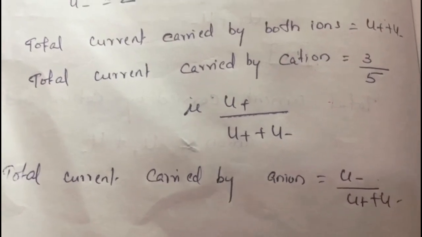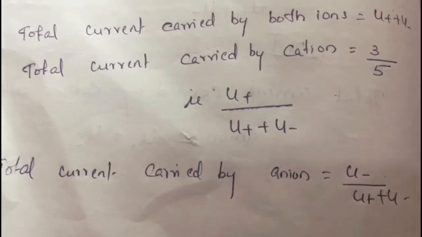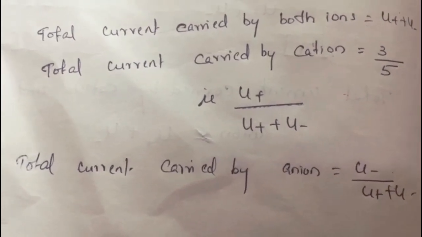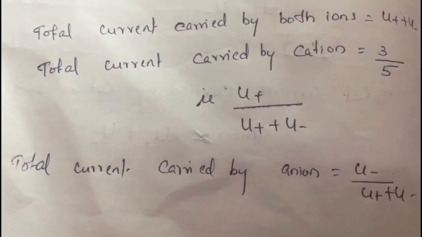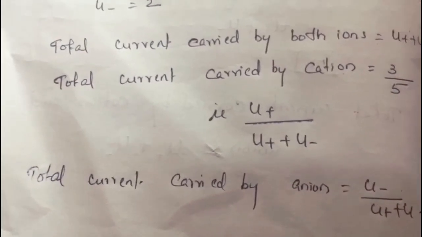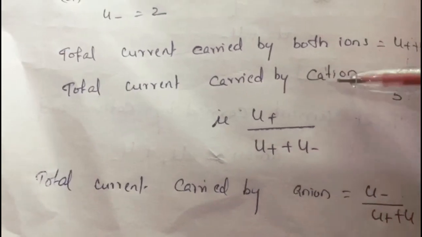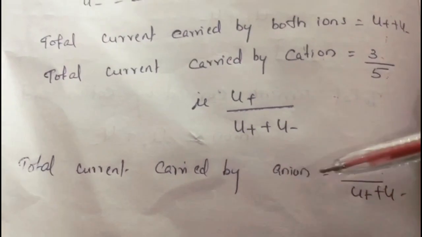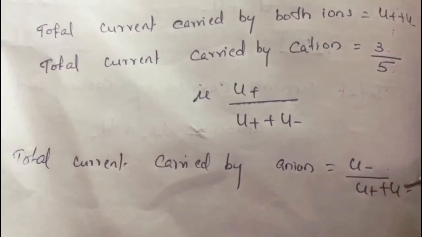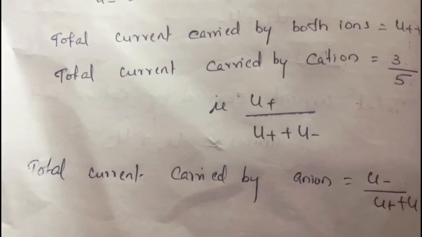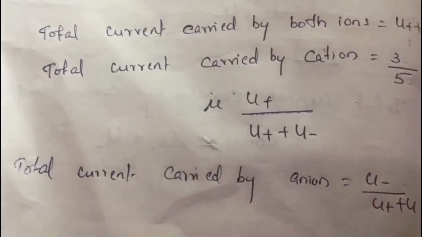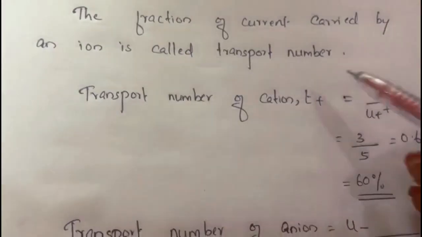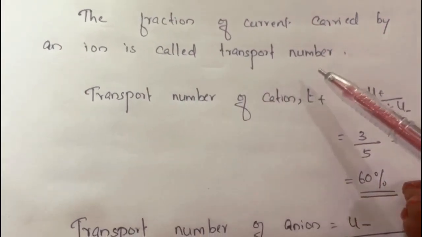So here comes the definition of transport number. What is transport number? It is a fraction of current carried by an ion. It's a fraction; 3 by 5 is a fraction. So the transport number of cation is the fraction of current carried by cation. What is the transport number of anion? The fraction of current carried by anion. So the definition of transport number is: the fraction of current carried by an ion is called transport number.